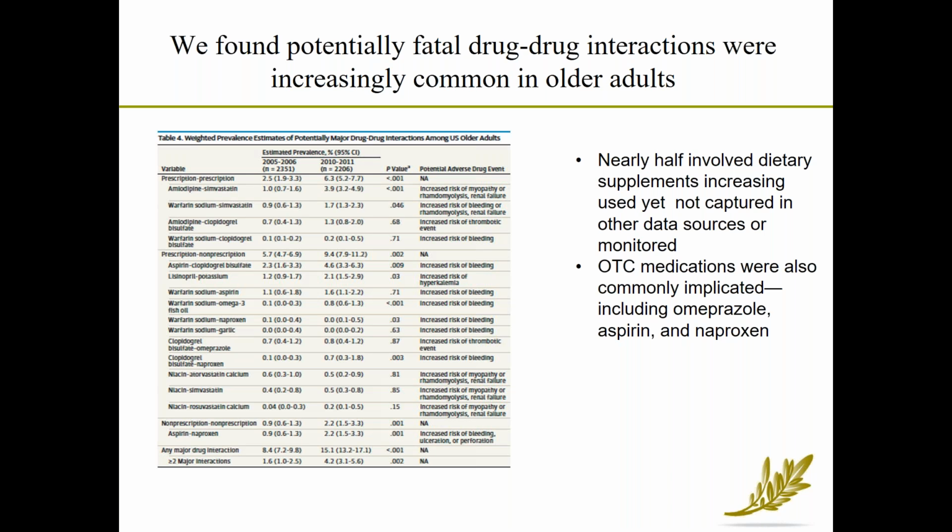So this slide here shows our analyses of drug-drug interactions, and what we found is that they've almost doubled between 2005 and 2010, so over a 5-year period. It went from 8.4% of older adults having at least one major drug-drug interaction, major being defined as potentially fatal or life-threatening, to 15% in 2010-2011, so wave 2. And that's not good news, that more older adults are taking medications together that they shouldn't be taking.